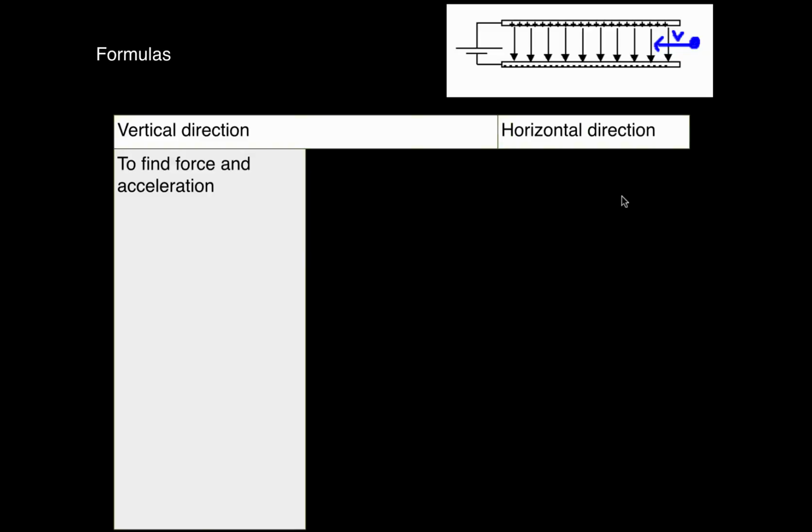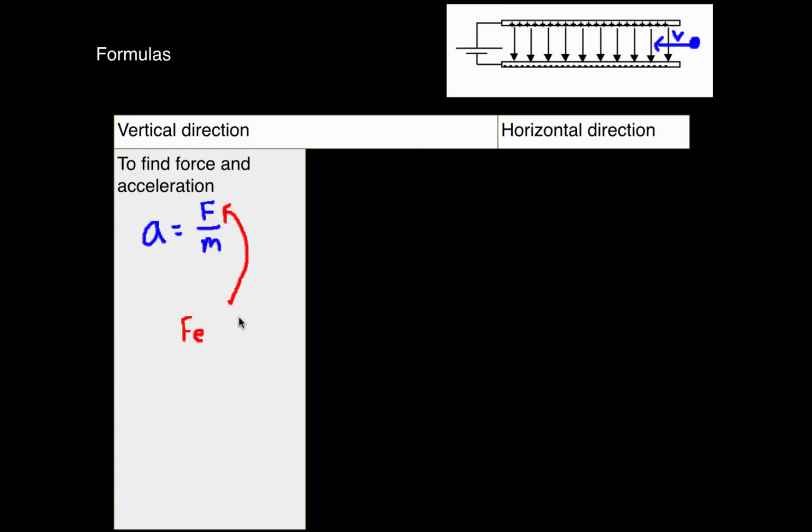There are some formulas that will be useful for these kinds of problems. When you have a particle that is initially traveling at a velocity perpendicular to the parallel plates, you separate your problems into a vertical direction and a horizontal direction. In the vertical direction, there are formulas that can be used to find the force and acceleration. Since acceleration is equal to force divided by mass, we need to find the force on the particle pulling it towards the plate. This force is the electrostatic force.